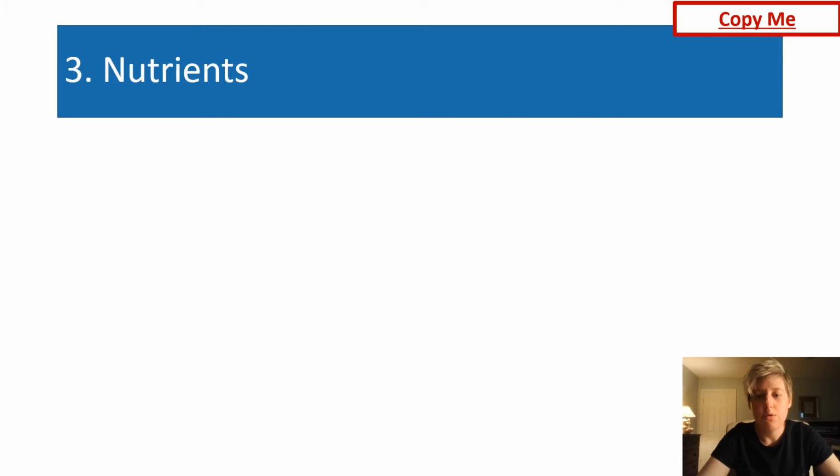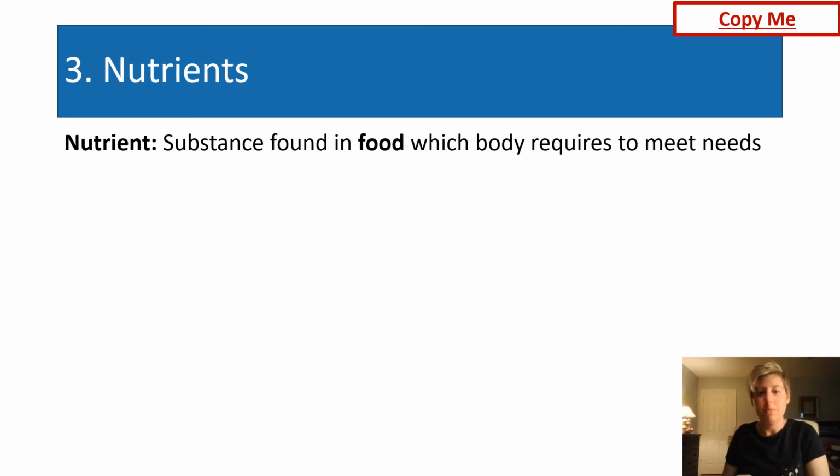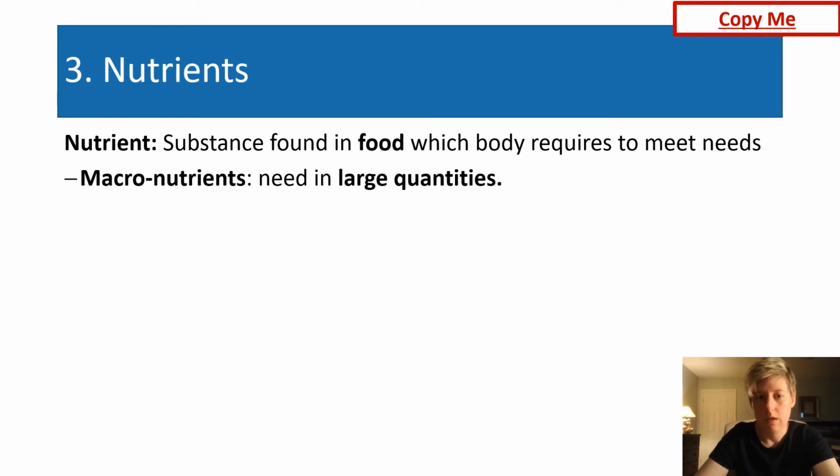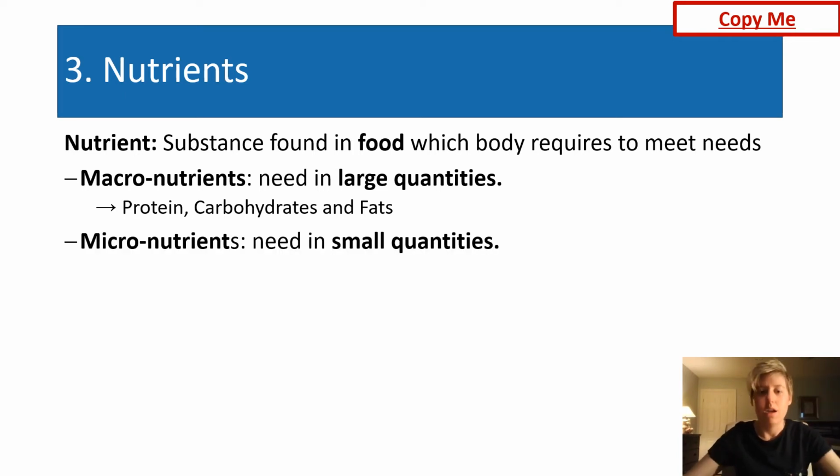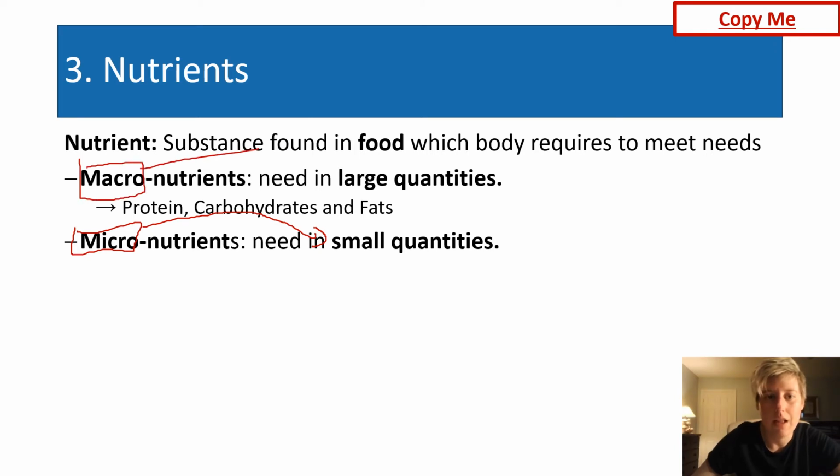Nutrients. Now, nutrients are basically any substance that is found in food that your body needs for a particular need. We have two categories of nutrients. We have macro, which you need in large quantities. And then you have micro. Our key macronutrients are proteins, carbs, and fats. Micronutrients you need in small quantities. The word micro means small. The word macro means large.